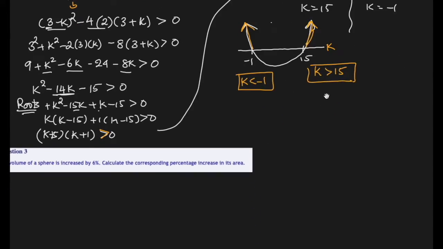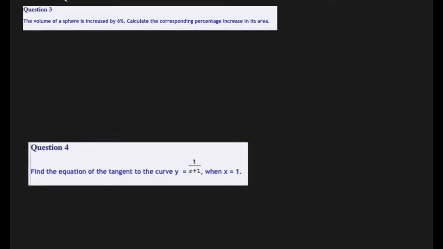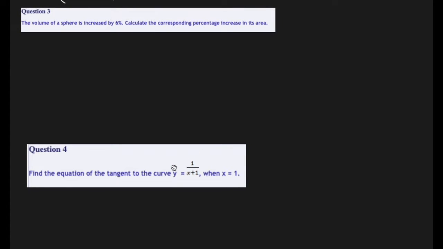Let's move on to question number 3, and question number 4 comes along. Let's remove it. Okay, the volume of a sphere, sphere means something like a ball, is increased by 6%. The volume of a sphere is increased, not increasing. Calculate the corresponding percentage increase in its area.